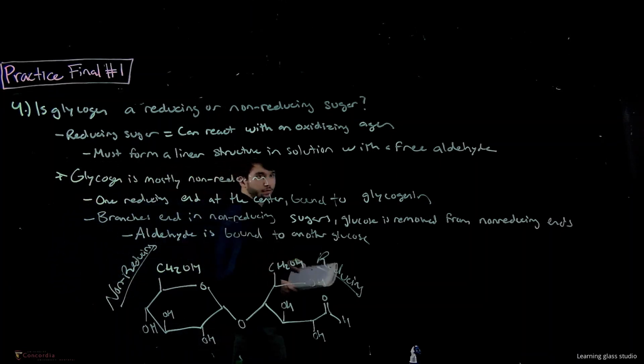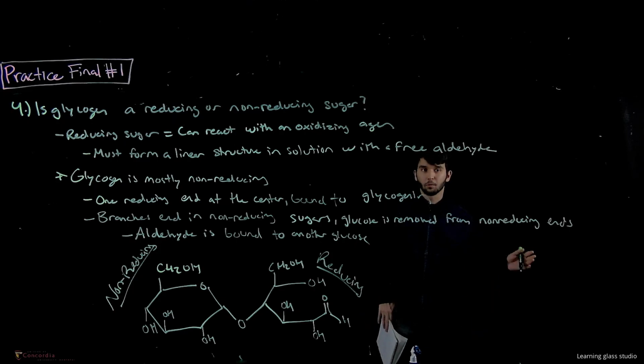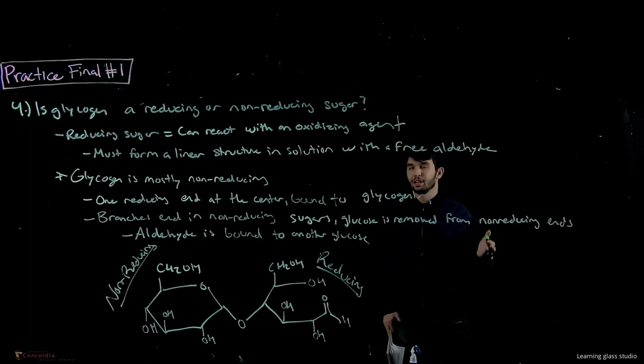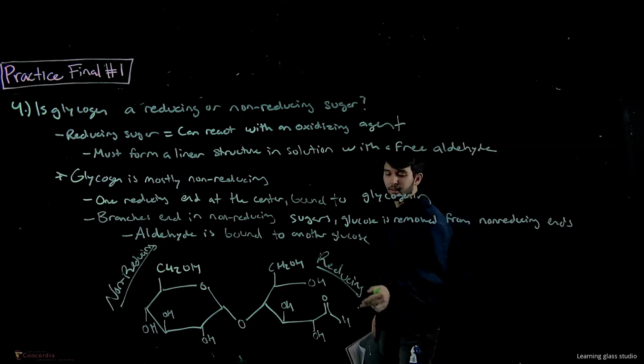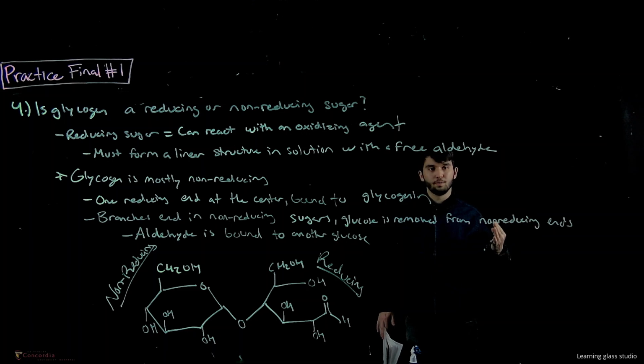Okay. Question 4, is glycogen a reducing or a non-reducing sugar? So let's define what a reducing sugar is first. It is a sugar that can react with an oxidizing agent. So essentially, it can interact with a chemical that will cause the reducing end of a sugar to be oxidized. In order to do that, it must be able to form a linear structure in solution with a free aldehyde.